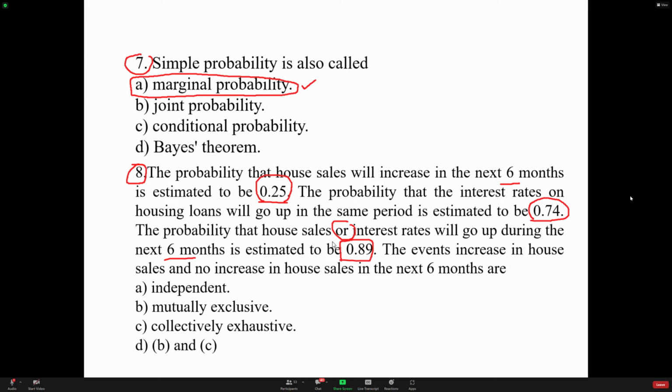Now the events increase in house sales and no increase in house sales in the next 6 months. Here you can see the probabilities are not equal. The events of increase or no increase are mutually exclusive, and also the total probability of this leads to 1. So both B and C are correct for question 8. Therefore, you need to choose option D.